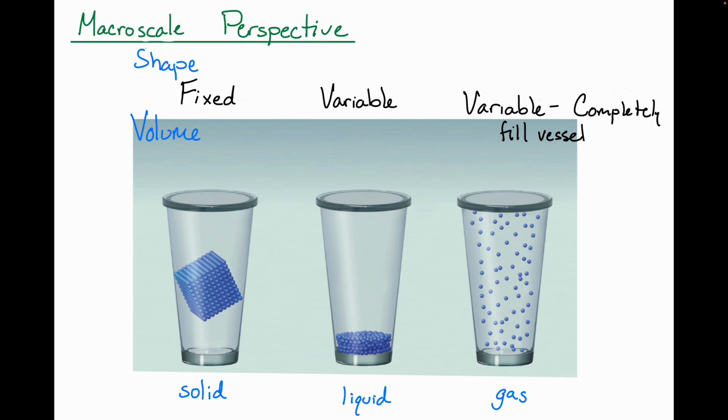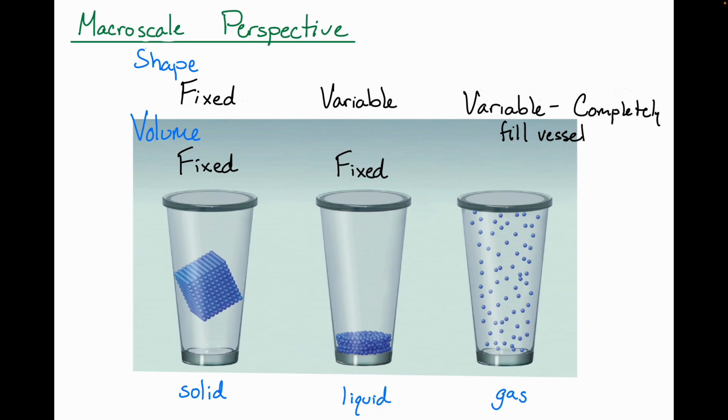Just like our shape for our solid, its volume is also fixed. If we measured that length, width, height business, we could calculate the volume, and since that shape isn't changing, the volume isn't changing either. Again, this is what makes solids different from the behavior of liquids, because liquids, while they have this variable shape, they'll take the shape of whatever container they're in, their volume is also fixed.